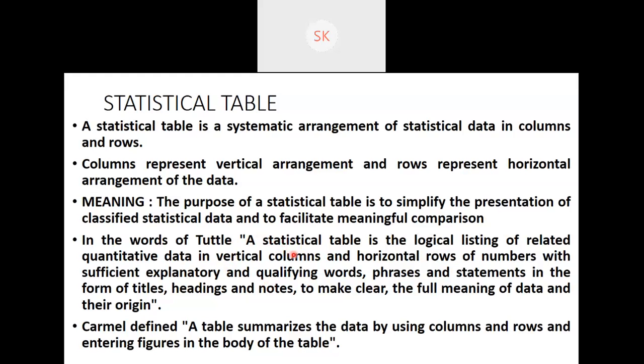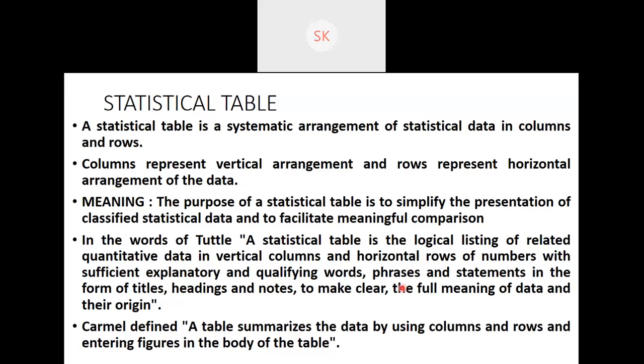First we'll put all the data into the table and then we will give sufficient explanation. That explanation will be given by using qualifying words, phrases and statements in the form of titles. Now we are explaining the whole table by giving titles, headings and notes. You have to give a title to the table, and then a heading. The title will just say table of what, and the heading will explain what is included in the table.